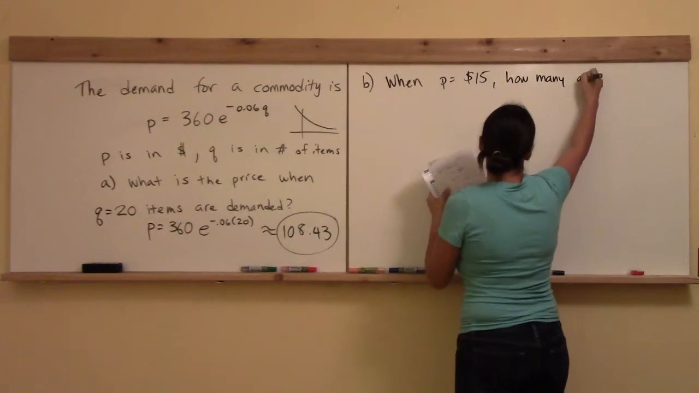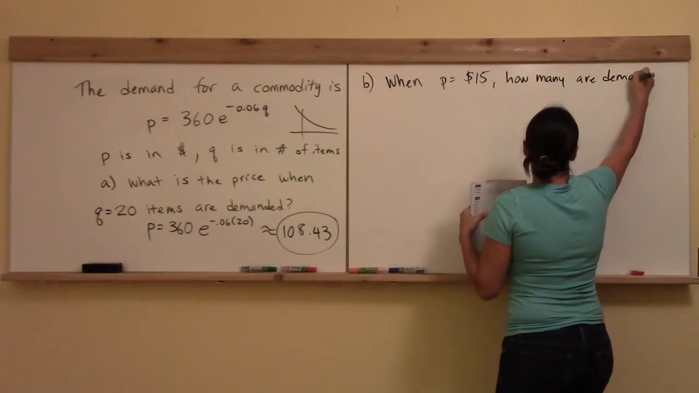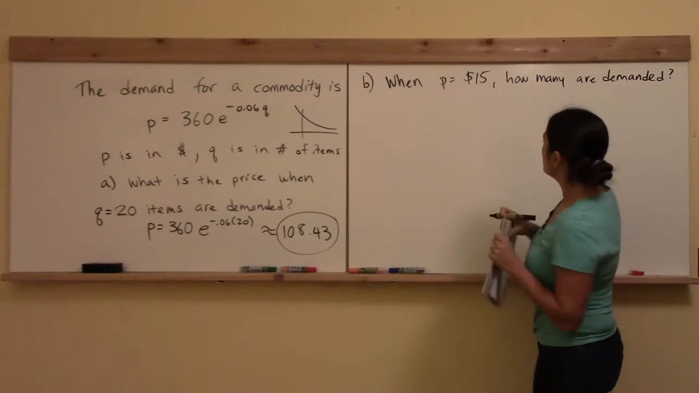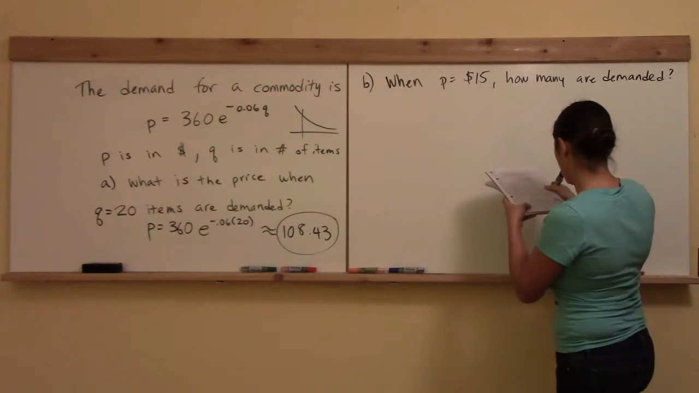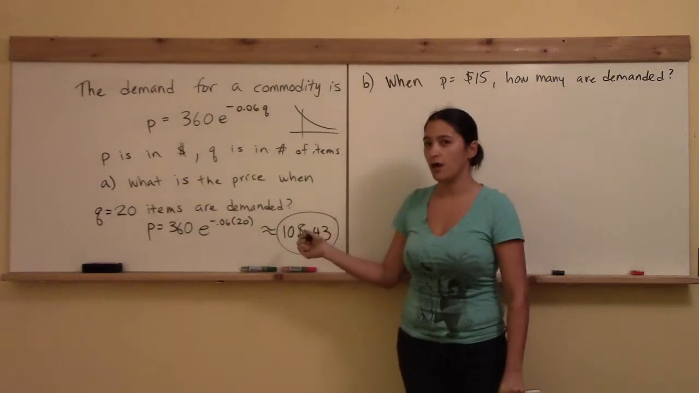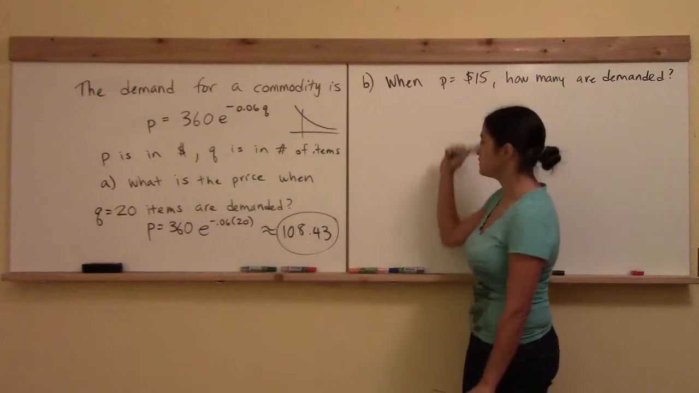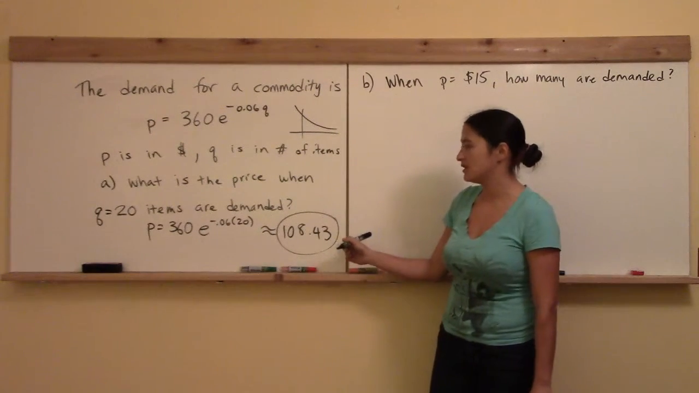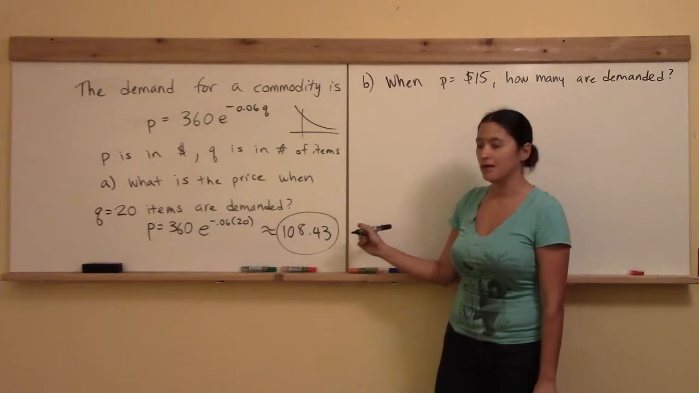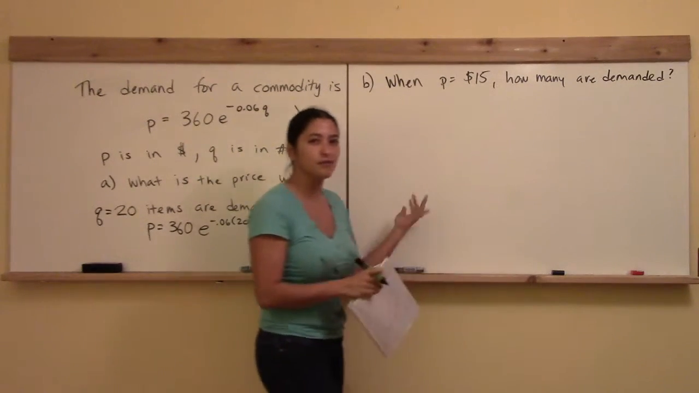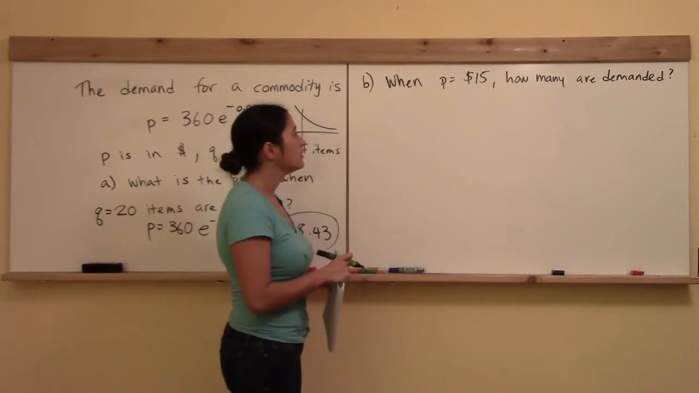How many are demanded? How many are going to be demanded at that price? Now, did I say $15? Wow, that's really low. So I would expect to have way more items demanded at the super cheap price of 15 than 20, because when 20 are demanded, the price is 108. I would expect a lot more to be demanded at this price of 15. Go ahead and solve it out and see what you get there.